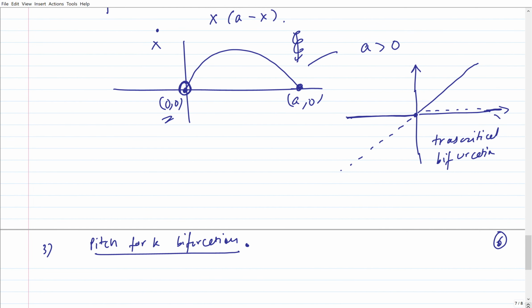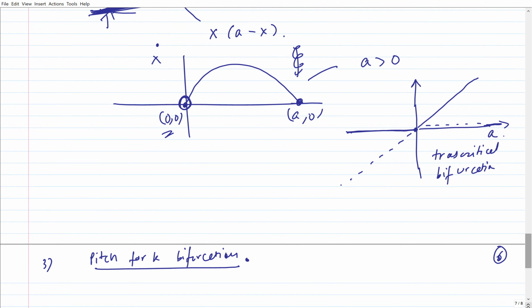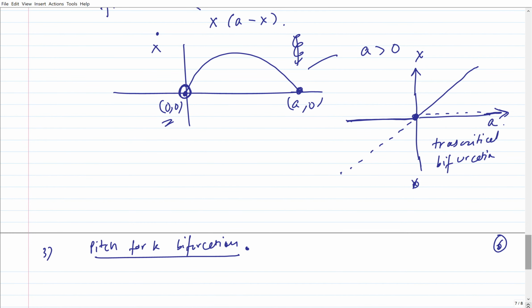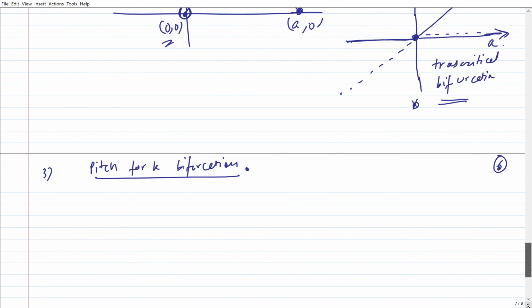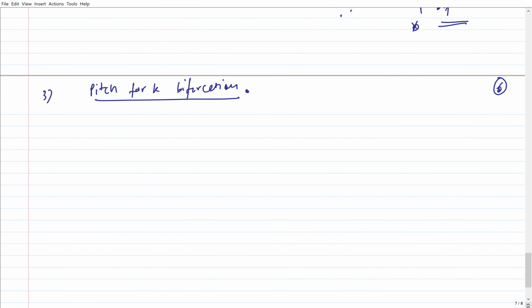Okay, so I think this was parameter a, and for a less than 0, this is the journey of my fixed point. This was x, and for a equals 0, both the fixed points are the same, and for a greater than 0, they change stability. So this was the motion of the fixed points in the parameter space a. So that is the pitchfork bifurcation.